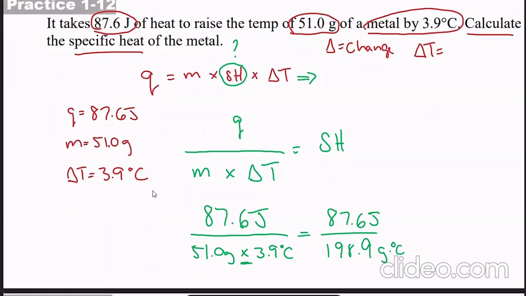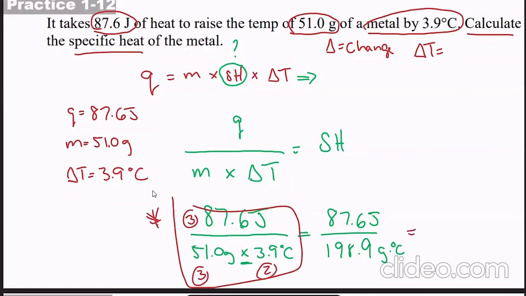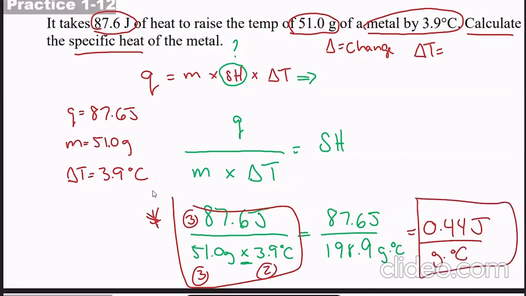Then I do 87.6 divided by 198.9. Looking at the original information for significant figures: 3 sig figs, 3 sig figs, 2 sig figs. It's all multiplication and division, so my answer is going to be 0.44 joules per gram degree Celsius. So this would be my final answer. That's one way to calculate it, but it's not the only way.